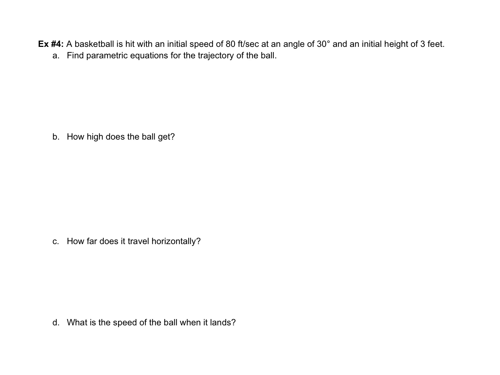A basketball is hit with an initial speed of 80 feet per second at an angle of 30 degrees with an initial height of 3 feet. A, find parametric equations for the trajectory of the ball. Okay, so this 80 feet is our initial velocity. 30 degrees is our alpha. Initial height we used as s sub naught.